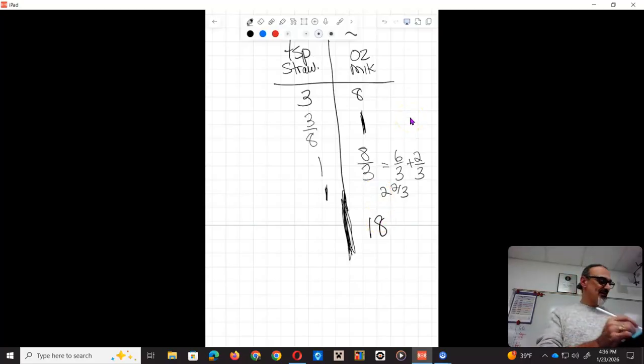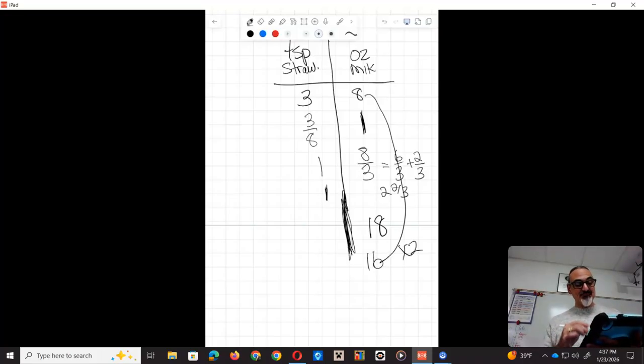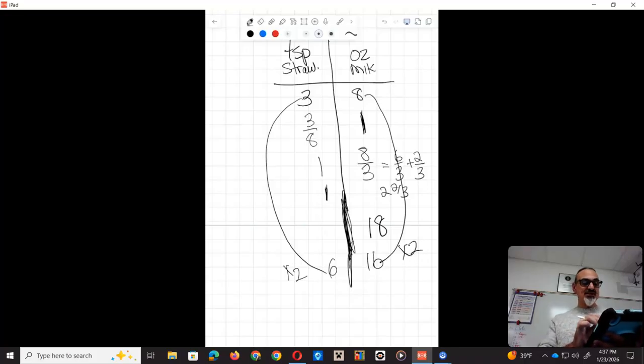Now, if I'm trying to figure out how to get from 8 ounces to 18 ounces, let's see what I can do here. I know that 8 times 2 is 16, and 16 is going to get me close to that 18. It's only 2 away, right? So then I'm going to do 3 times 2, and that's 6. So here's my new equivalent ratio. 3 to 8 is equivalent to 6 to 16. 8 times 2 is 16. 3 times 2 is 6.